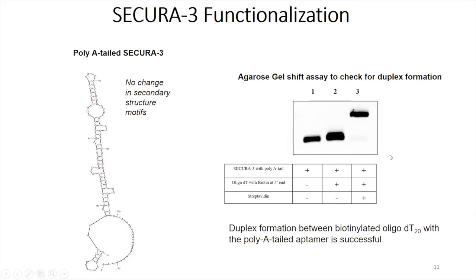We have also realized that when we add streptavidin, there's a band that is retarded, and this is due to the interaction of streptavidin with the biotin moiety. So this simple gel shift assay has successfully proven that the biotinylated oligo-dT is able to form a duplex with the poly-A tail. Having done that, we can use this aptamer in the diagnostic platform.